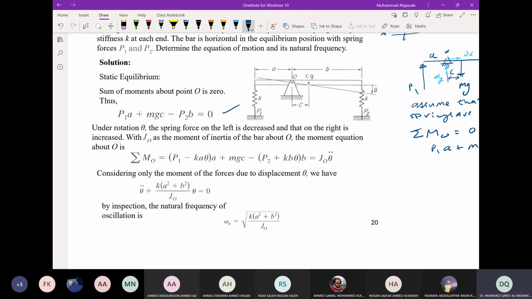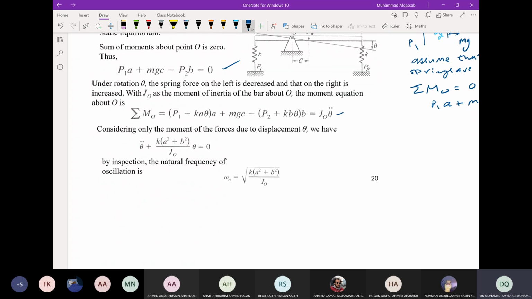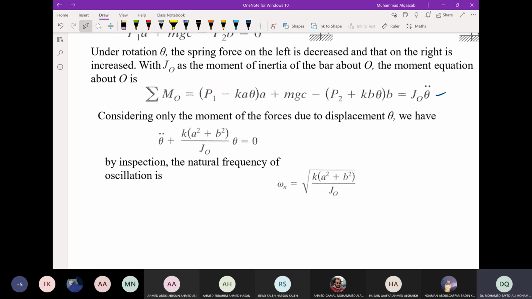So this is the equilibrium equation, and this is the equation in vibration. Using the equilibrium equation, this reduces to theta double dot plus K(A squared plus B squared) over JO times theta equal to 0. Then by inspection, you are not solving the differential equation. This is a second order ordinary differential equation. The coefficient of theta is the natural frequency squared, so you can get the natural frequency. Okay, any questions?